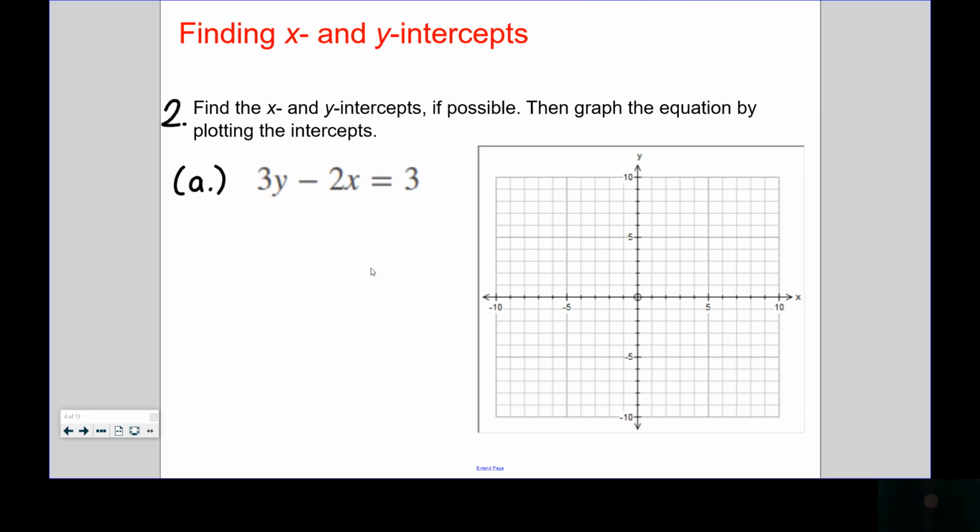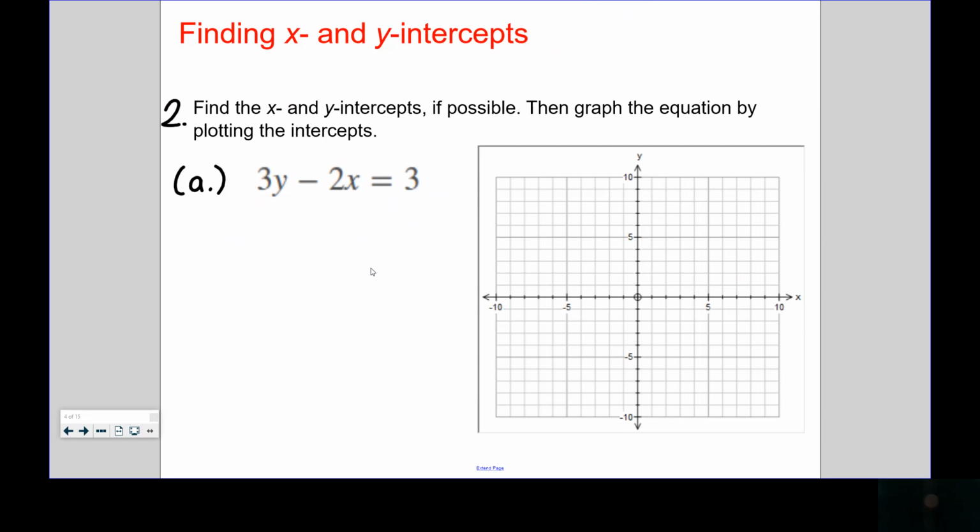It says find the x and y intercepts if possible. If possible is in there just in case one of them's absent. And then step 2 on the homework is going to be to graph the equation by plotting the intercepts. This is one way that you can graph lines, is just to plot the intercepts and then connect them together with a line.